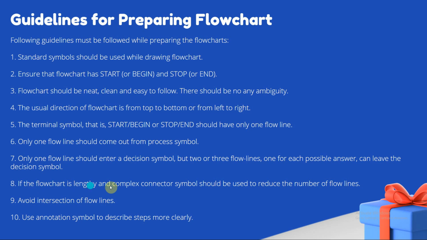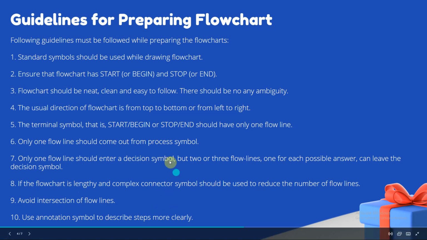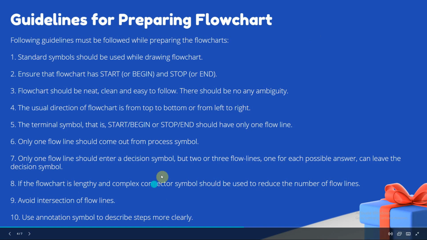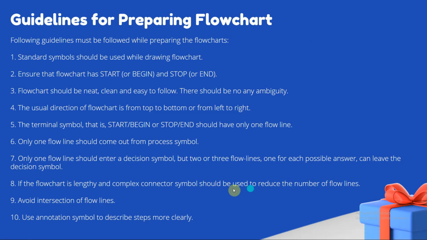So if a flowchart is lengthy and complex, connector symbols will be used to reduce the number of flow lines. Our connector symbol is the circle. Usually, when I have done this before, if it does not fit on the paper, or if the flowchart is long and goes beyond one page, you place a connector symbol instead of an end symbol, a circle, and then place another one at the top of the next page. You will see it later in the example. But it also serves the purpose of reducing the number of flow lines.